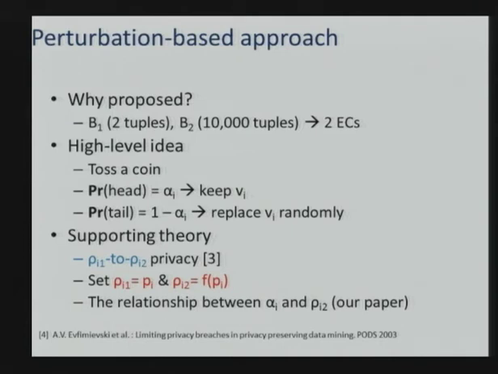Our idea is actually still simple. We toss a coin. If it is head, with the probability of alpha i, then we keep the sensitive value phi i unchanged. However, if it is tail, with the probability 1 minus alpha i, then we use a randomly generated sensitive value to replace this phi i value.